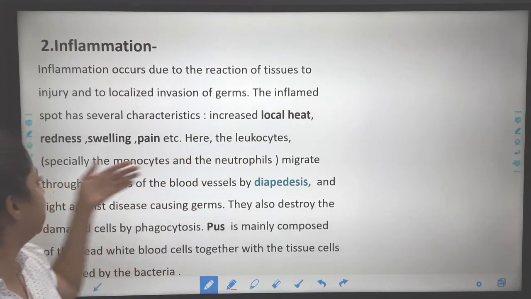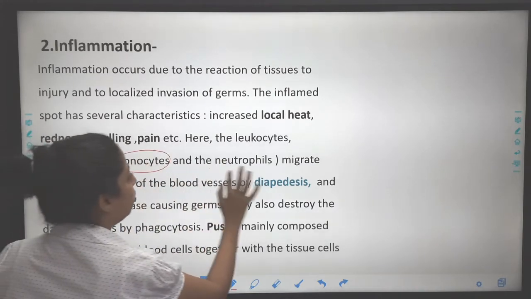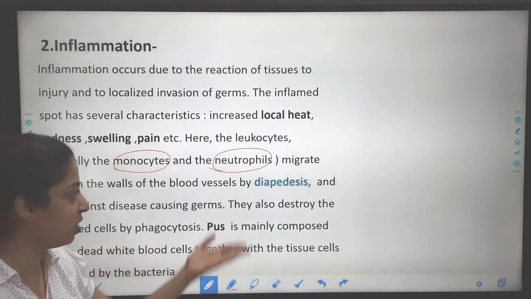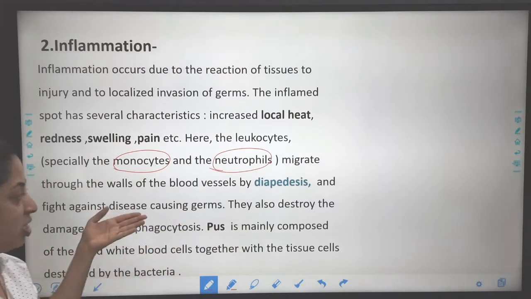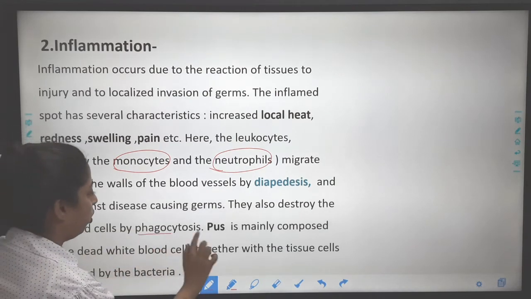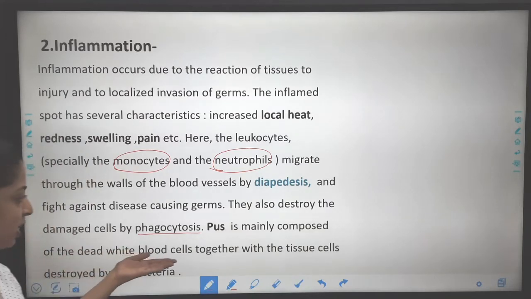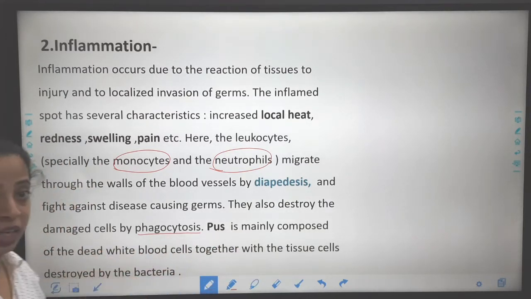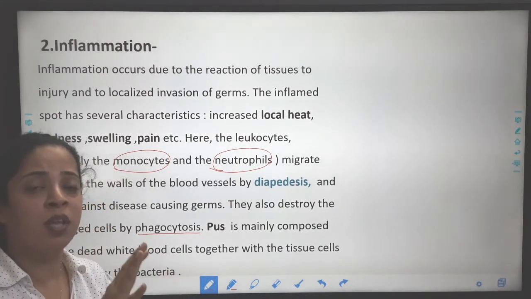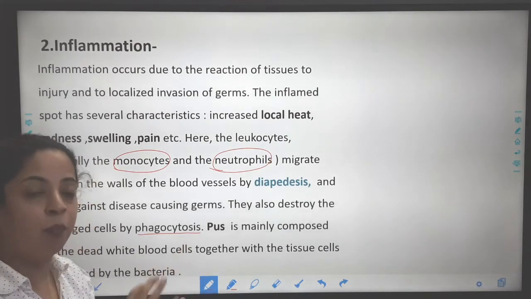Now here the leukocytes, especially the monocytes and neutrophils, migrate through the walls of the blood vessels. By which process? We already studied, by diapedesis, and fight against disease-causing germs. They also destroy the damaged cells by phagocytosis. I already told you what phagocytosis is. Now, pus is mainly composed of dead white blood cells together with the tissue cells destroyed by the bacteria. When bacteria entered that tissue, it killed some tissue cells, and the white blood cells also died in the process. So pus is mainly composed of these two things.